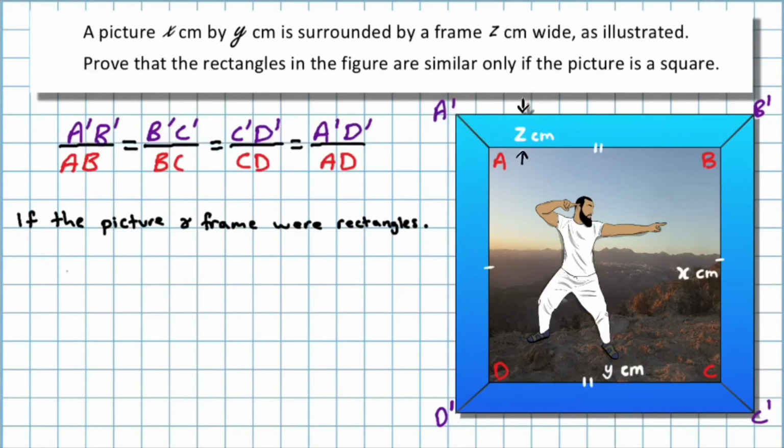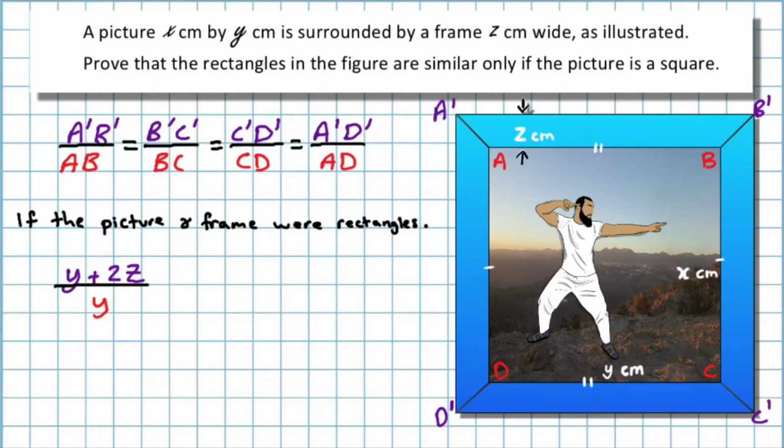So if the picture and frame were rectangles, the length would be represented as A dash B dash over AB. So we're looking at this first set of corresponding sides. Because my frame has a width of Z centimeters, that's true on this side as well. So imagine that I've got Z over here. Of course, this is Y, and then I've got another Z over here. Hence, I've got Y plus 2Z over Y, because AB has a length of Y.